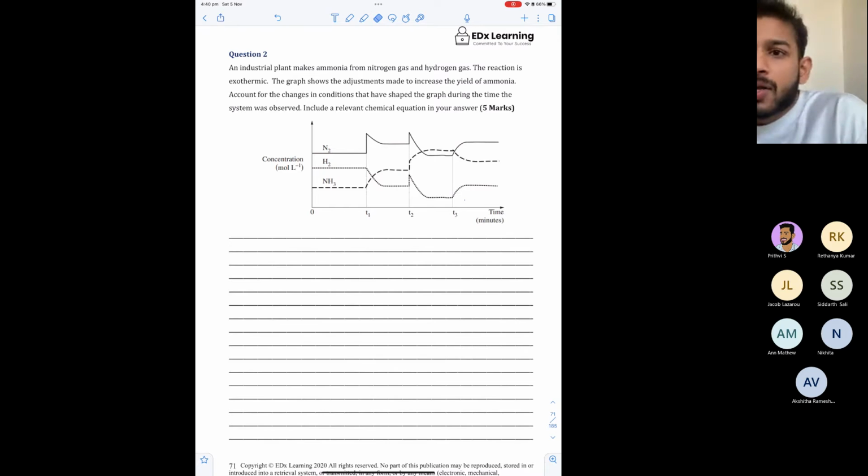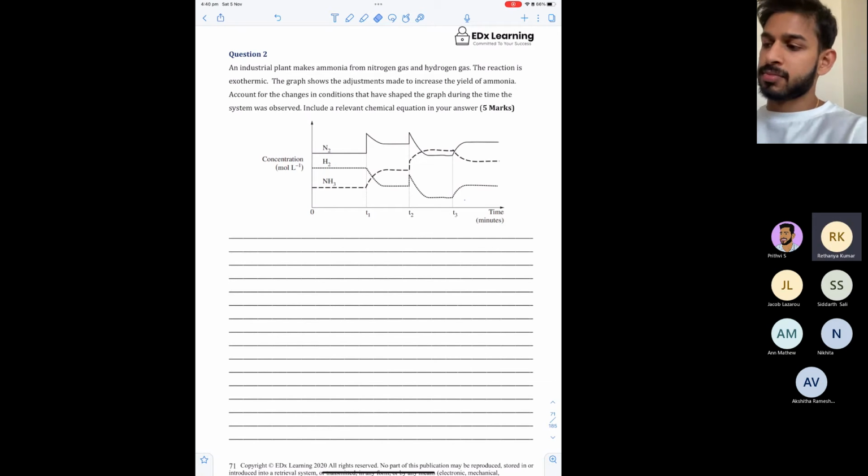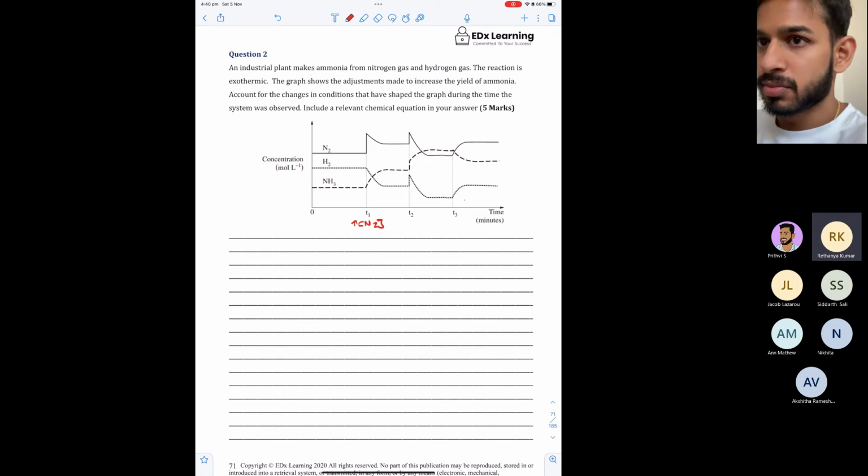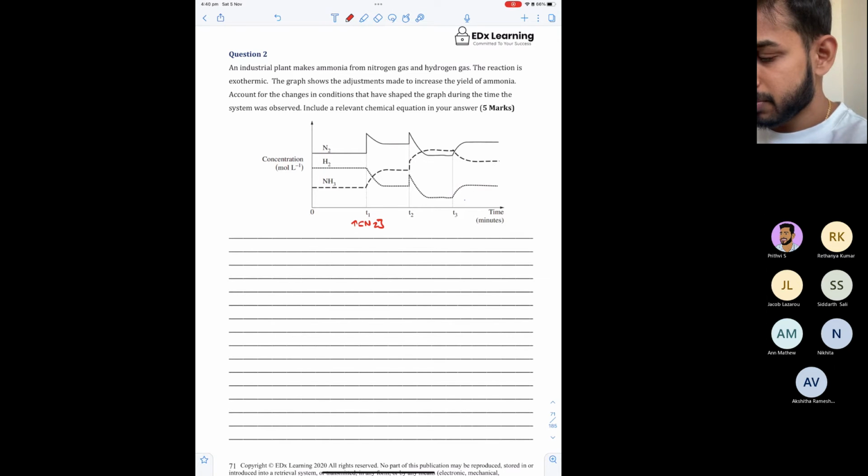Okay, so let me get Rithania. Tell me what the change at T1 was and why the graph looks so after T1. I think at T1, there was an increase of concentration in nitrogen. Good. And why does the graph look as such? Because you increase the nitrogen, there's more ammonia forming.